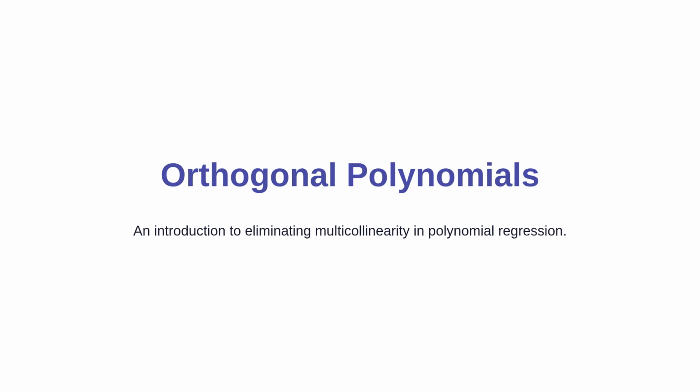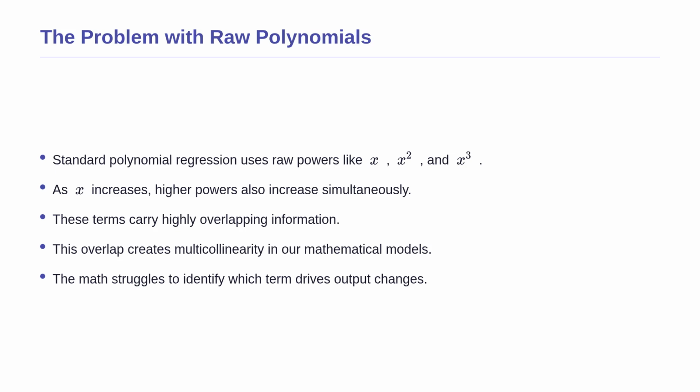In regression, using raw polynomial terms does exactly this to our mathematical models. We will learn how to swap those identical coats for a highly efficient, independent wardrobe. Now that we understand the premise, let us look at why raw polynomials cause trouble.